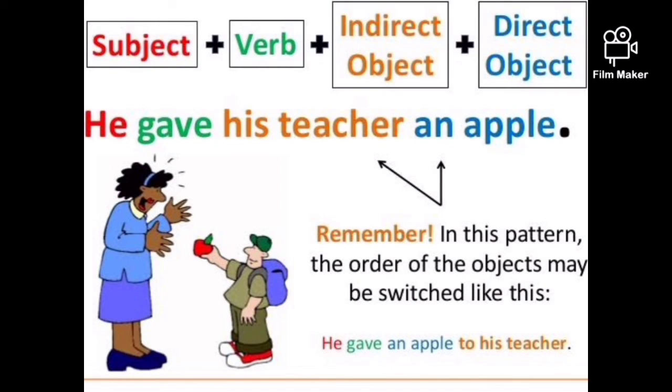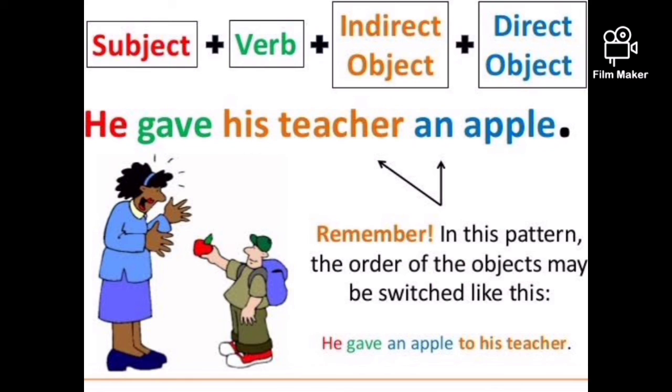So here is one more example, and the structure I have been giving till now is very clearly presented here. Subject plus verb plus indirect object plus direct object. In the structure it will be given like this only. So subject plus verb plus indirect object plus direct object will be our sentence.